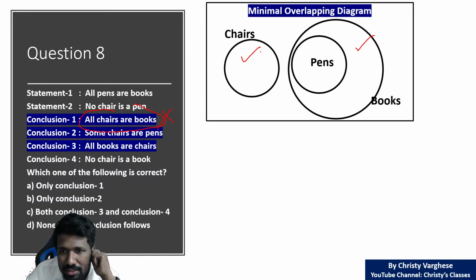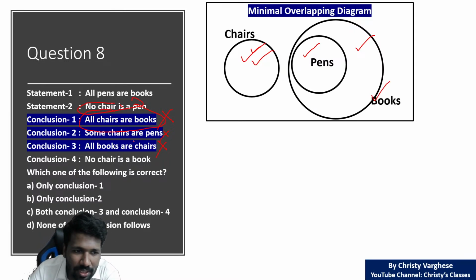Some chairs are pens. Chairs and pen have an intersection. No, no chair is a pen is already mentioned, so it is wrong. All books are chairs. Books should be subset of chairs. That also in diagram it is clearly no. It is disjoint sets, chairs and books. So these three are eliminated.